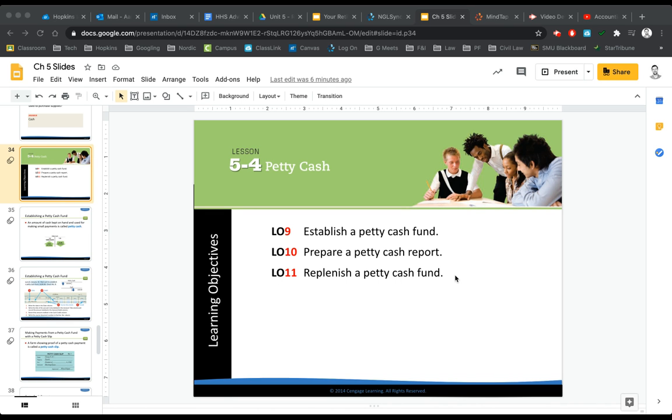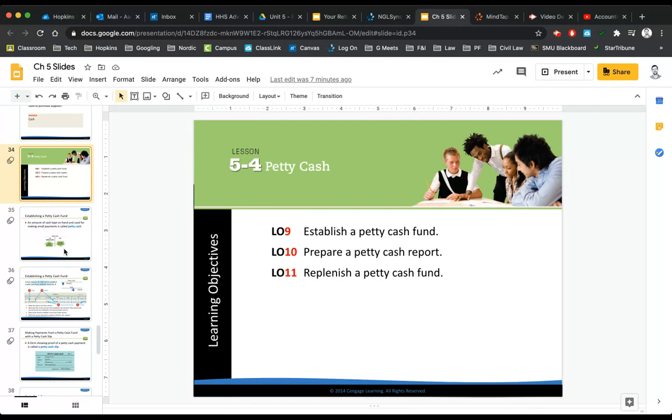Hey guys, this is lesson 5.4, rounding out our chapter 5 learning on cash and using money in accounting. In lesson 5.4, we will establish a petty cash fund, we will prepare a petty cash report, and then we will figure out how to replenish a petty cash fund and journalize those transactions for the month.